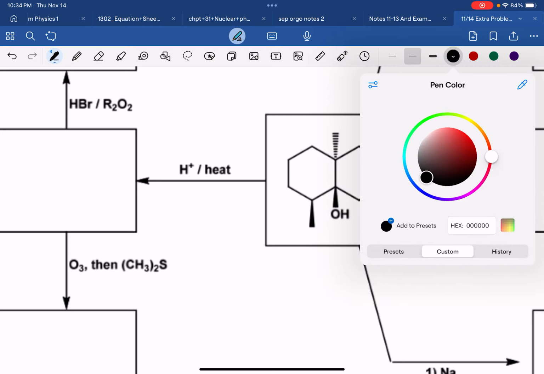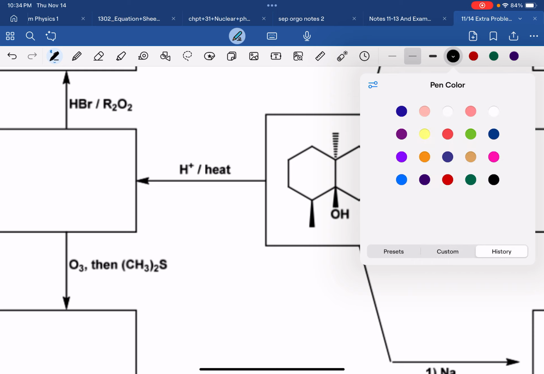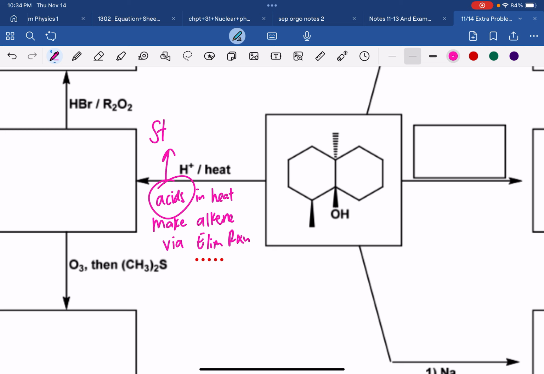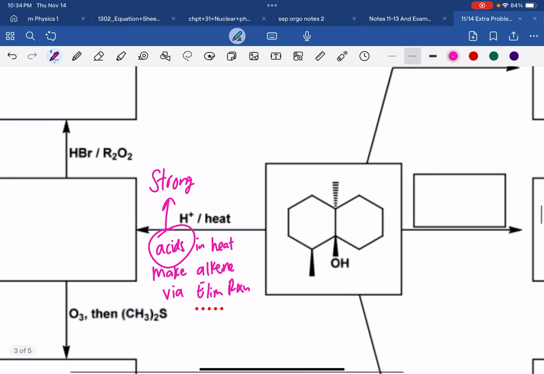Let's make this something like, okay, so acids in heat make alkene via elimination reaction. Okay, and not just any acid, by the way. Make sure it's a strong acid. So that could be like H2SO4, H3PO4, question mark? Yeah, it should be okay.